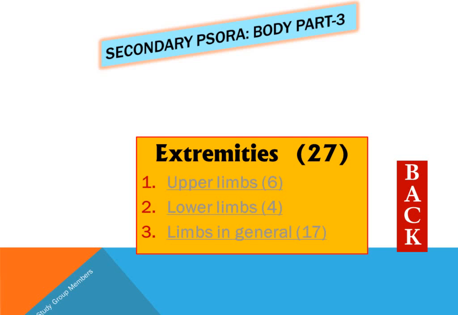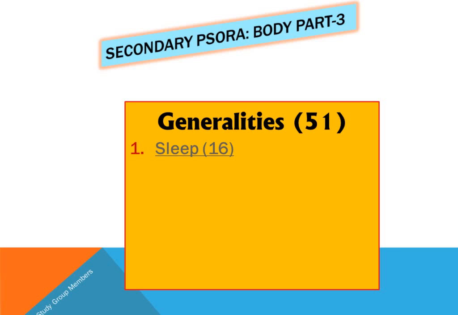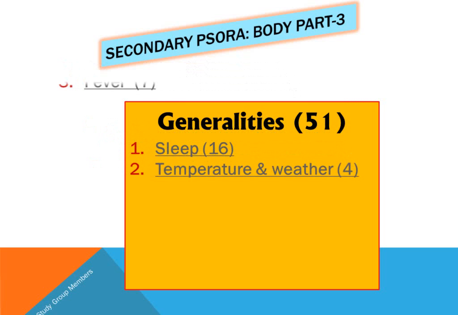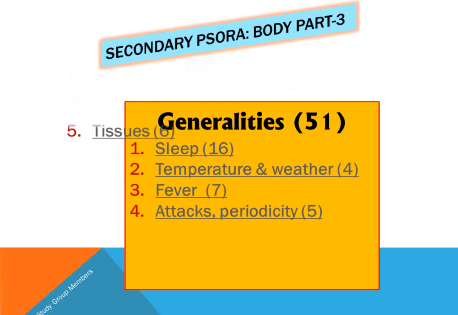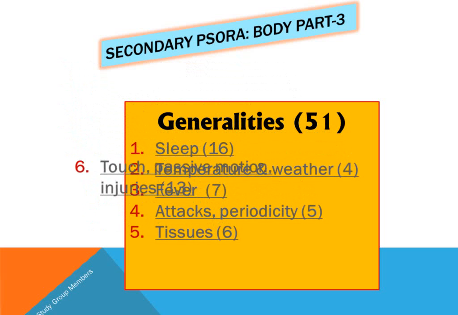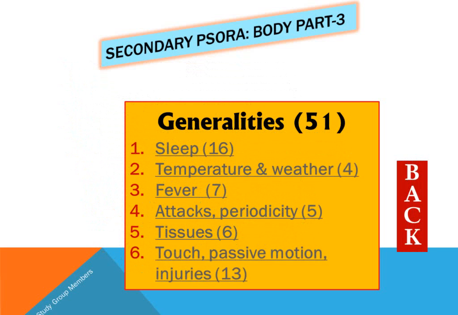Then after this we go to generalities. In generalities we find the symptoms. It's a big chapter because it has symptoms of sleep, temperature and weather, fever, attack, periodicity, tissues, touch, passive motion, injuries. Now these headings are not provided by Hahnemann as we have seen. These are mentioned in Hering's Guiding Symptoms. So under these headings we have tried to club this for the comfort of our study.